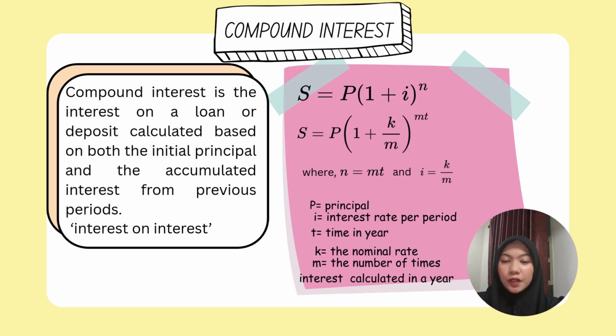Compound interest. Compound interest is the interest on a loan or deposit calculated based on both the initial principal and the accumulated interest from previous periods, and we call it interest on interest. Compound interest has one formula, which is S equals P(1 + i)^n, where i equals k over m, and n equals mt.